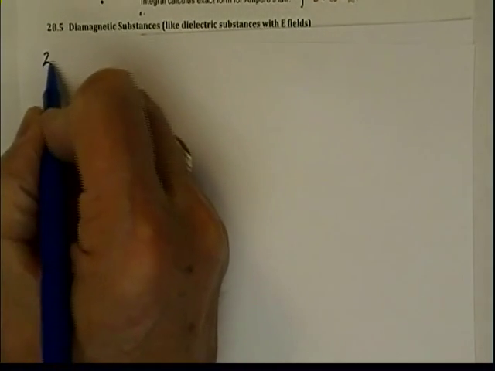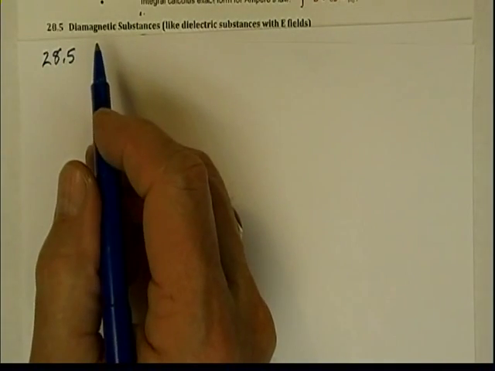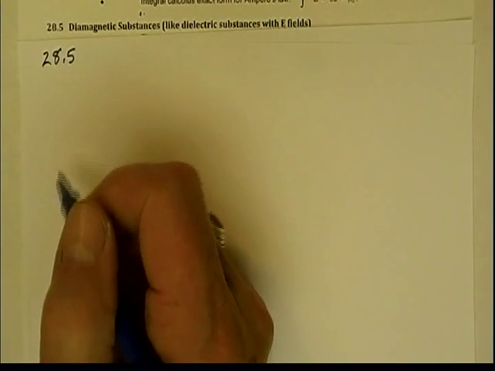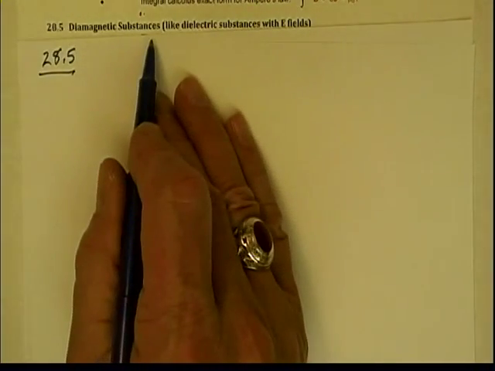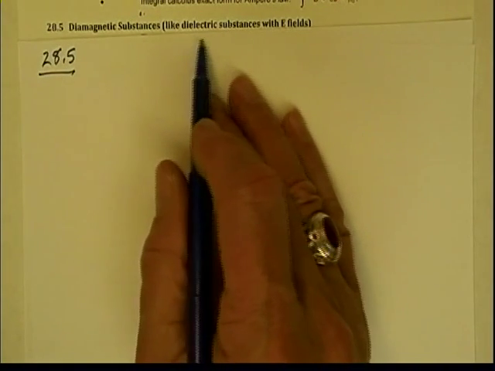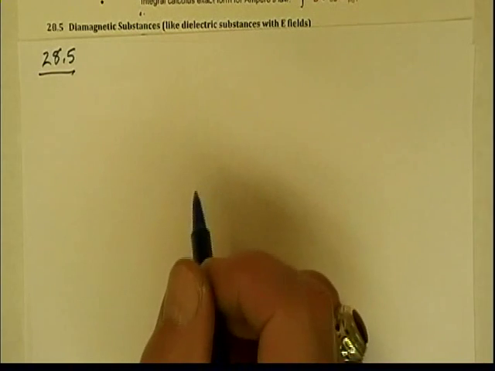This section is section 28.5. It's the fifth section under magnetic field sources that we have been discussing. And here we're going to talk about diamagnetic substances. This is very similar to the dielectric substances that we had with the electric fields.